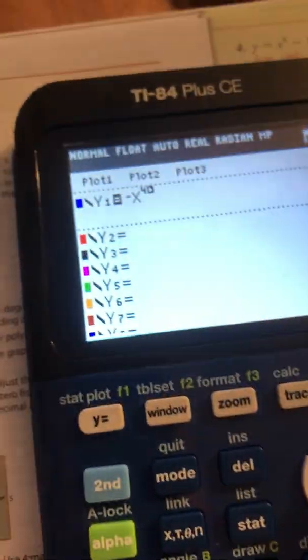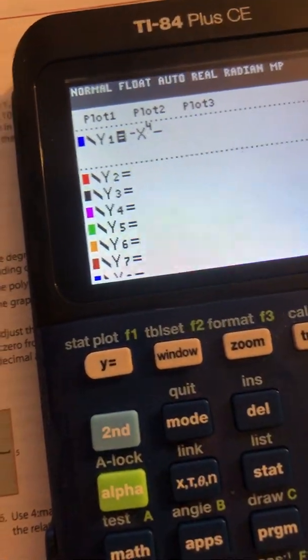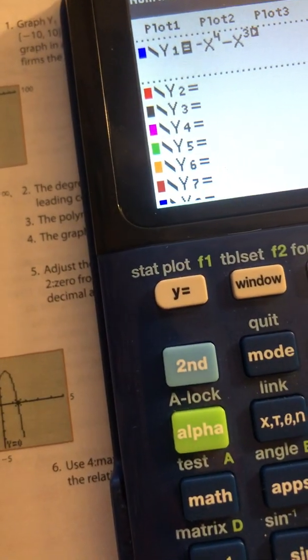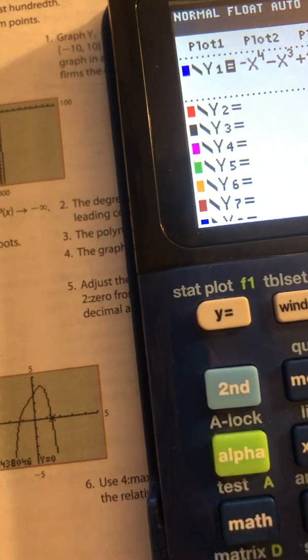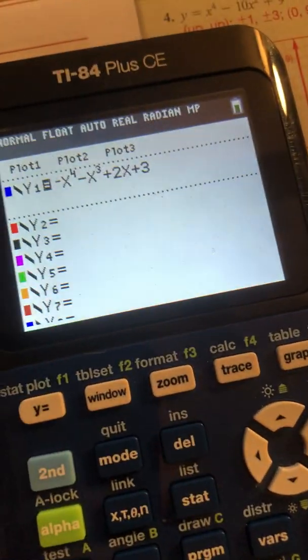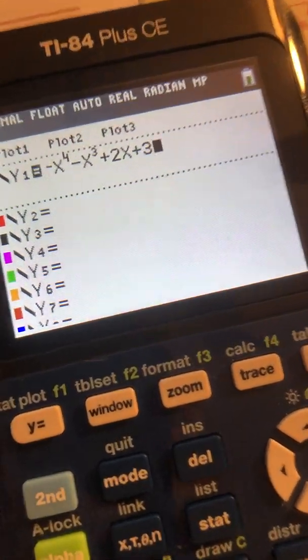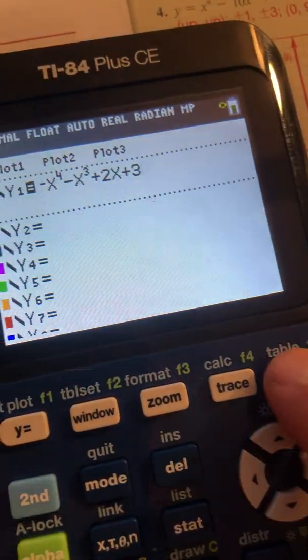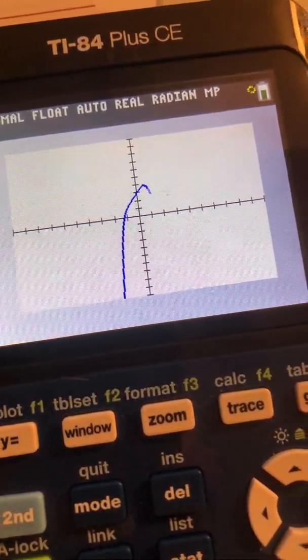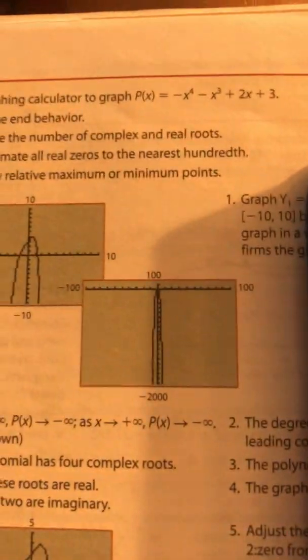and then you're going to hit the over button, minus, and then we have x raised to the third, and plus 2x plus 3. Alright, now once you get that put in, you're going to want to hit the graph button. What it looks like after it loads should look like what we have right here in our book.